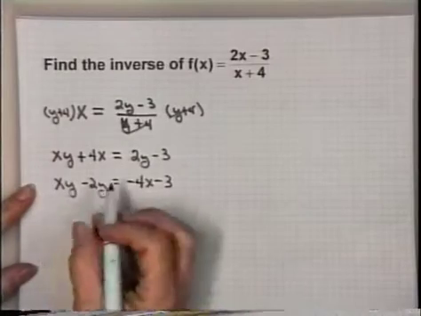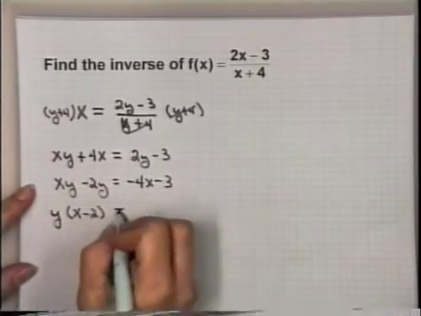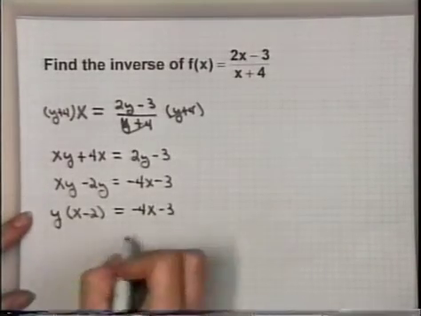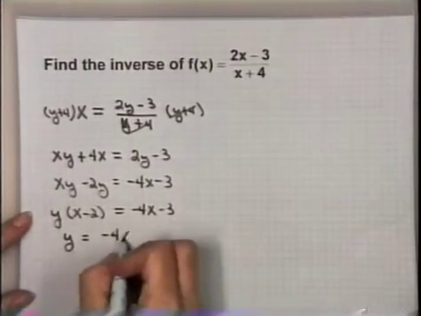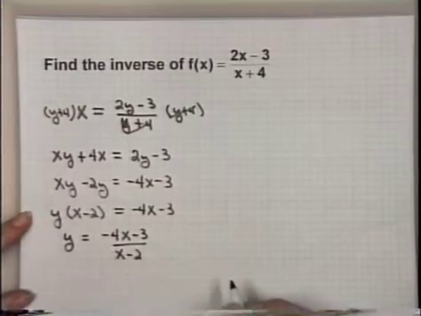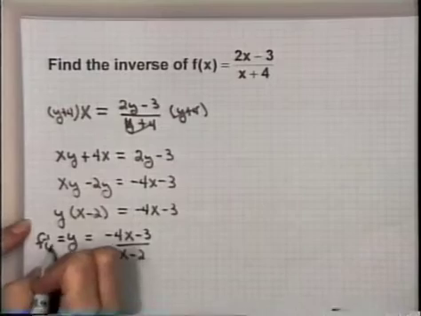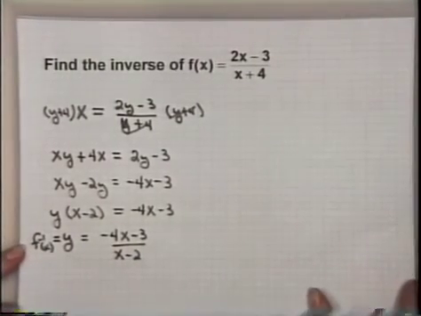Then what we'll do over here is factor out the y. That leaves me y times (x minus 2) equals negative 4x minus 3. And dividing by x minus 2, I have y equals (negative 4x minus 3) divided by (x minus 2). And again, recall, I can use that f inverse of x notation here instead of y if I prefer.